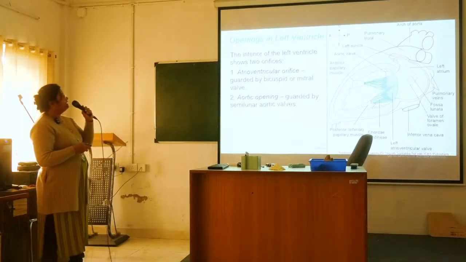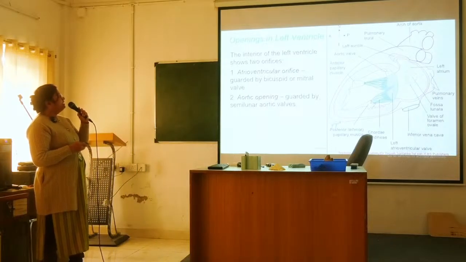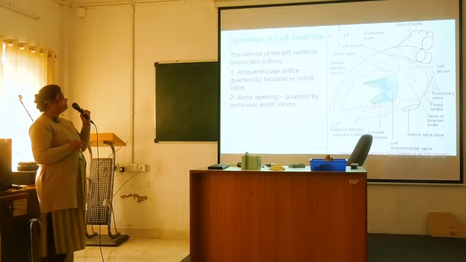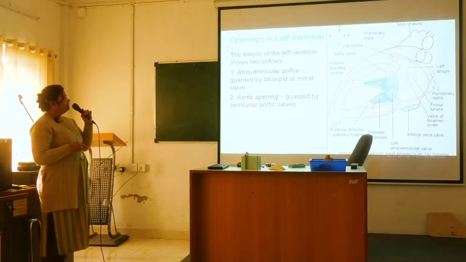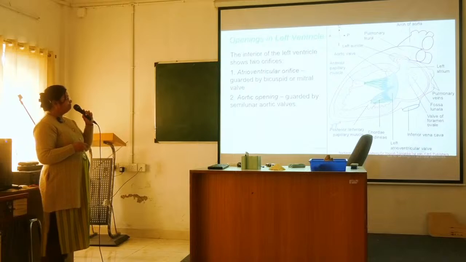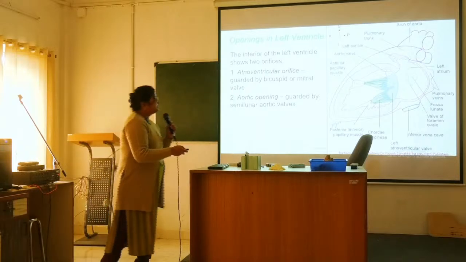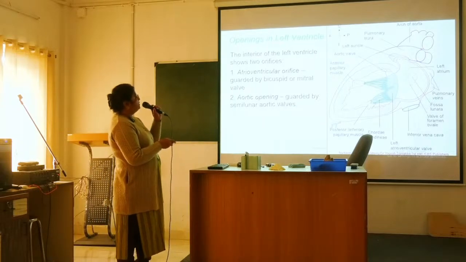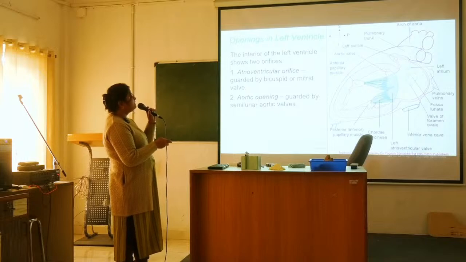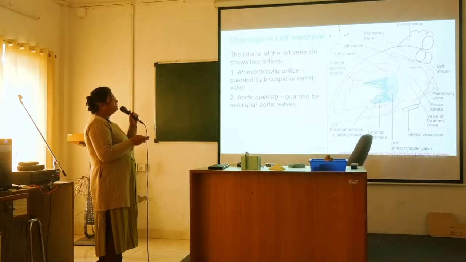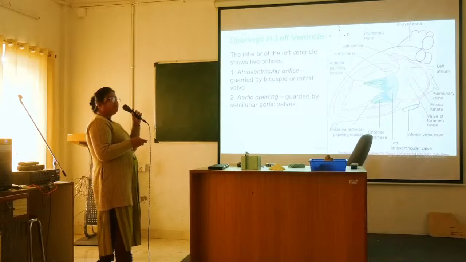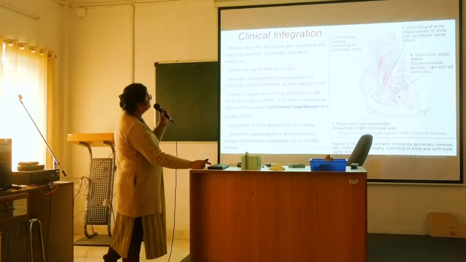Now the openings in the left ventricle. The interior of the left ventricle has 2 orifices: the atrioventricular orifice, guarded by the bicuspid or mitral valve, and the aortic opening, guarded by the semilunar valve or aortic valve. Here is the atrioventricular orifice guarded by the bicuspid or mitral valve. Here is the aortic orifice guarded by the semilunar aortic valve.